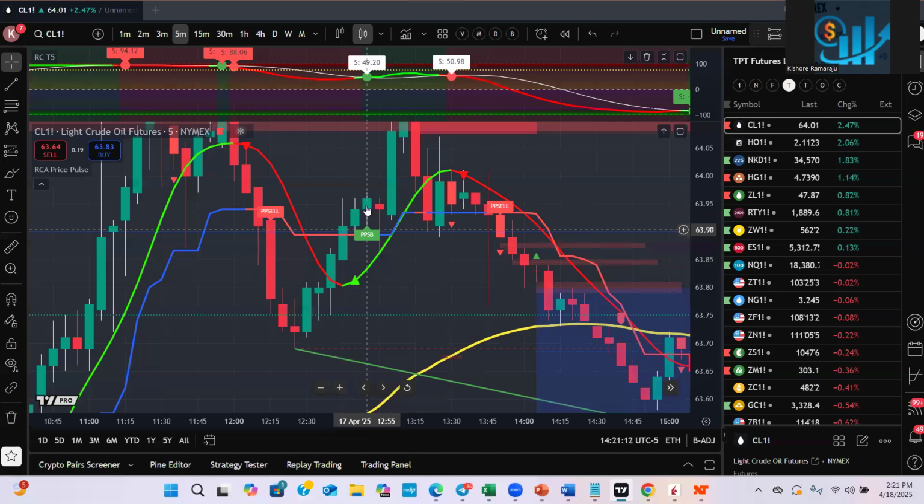You get a buy somewhere very far away from the T5 line. So that is where you wait for a pullback candle. Immediately you get a pullback candle, then when a candle touches the T5 line, that is where we take the trade.